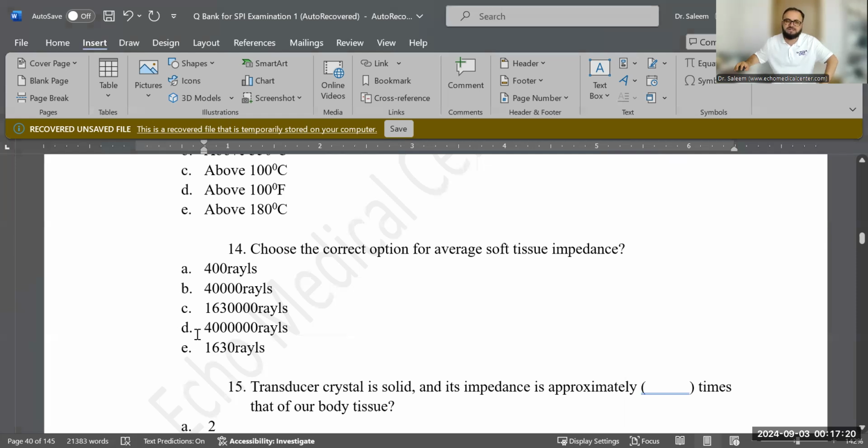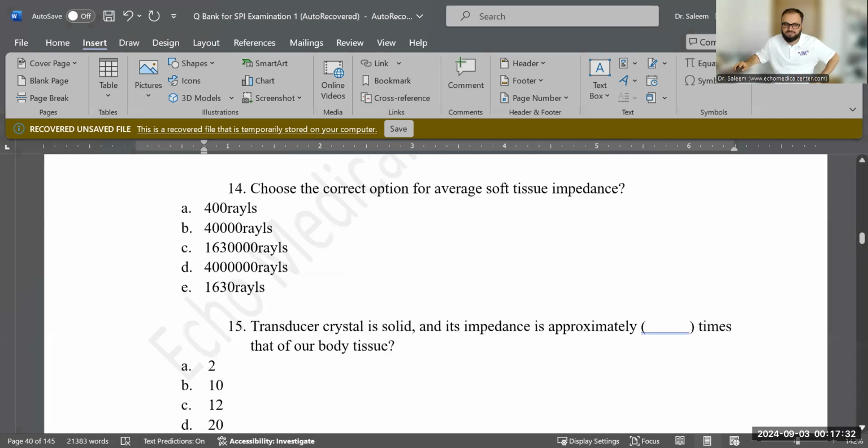Yes, C is the correct answer. It is, we can say, 1.63 mega rails. That will be the short way to say that. C is the correct answer. Okay, let's do the next question.